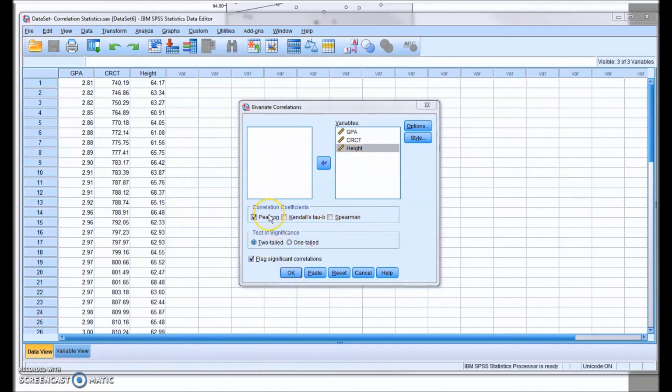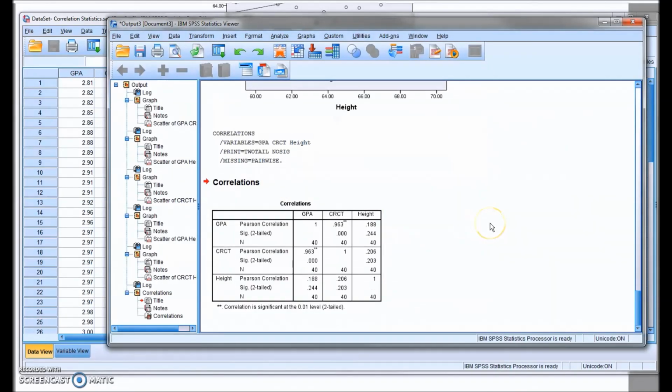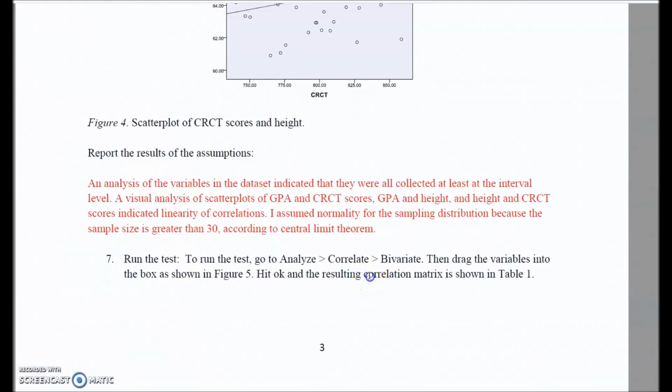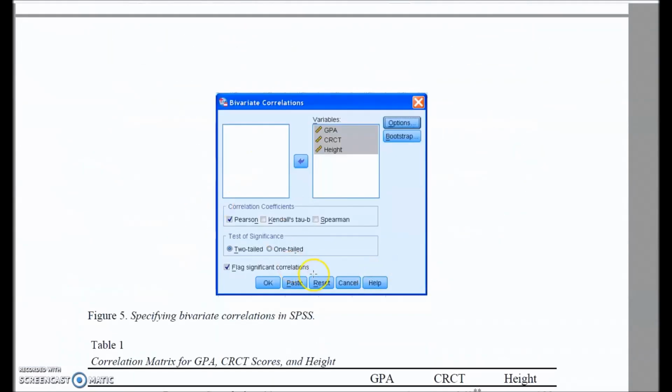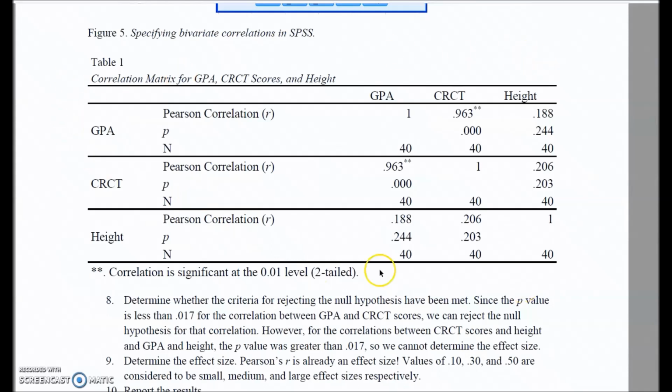So if our Pearson's assumptions were not met, we would have done Kendall's tau or Spearman's. But here, our Pearson's assumption is met because one of the big things is it is at the interval level. So I'm going to press OK. And here is my correlation. So I have put this table. Here is that table, the matrix table.